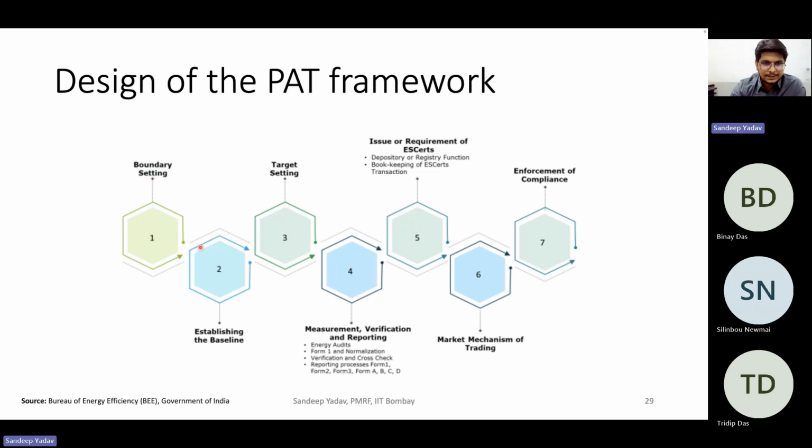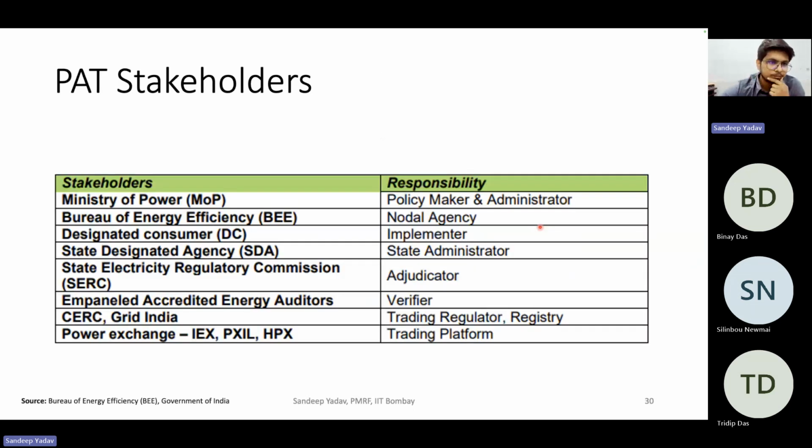That will be boundary setting, establishing the baseline, target setting, measurement, verification and reporting, issue of ESCerts certificates, market mechanism of trading, and information of the compliance. There are 5 industries they started with. So there will be PAT stakeholders. The Ministry of Power's responsibility will be policy making and acting as administrator. The Bureau of Energy Efficiency will be the nodal agency. Designated consumers will implement. The State Designated Agency will be the state administration. SERCs will be the adjudicator, and there are a few other things you can follow.